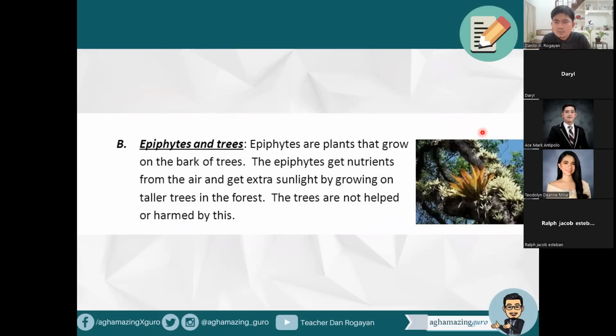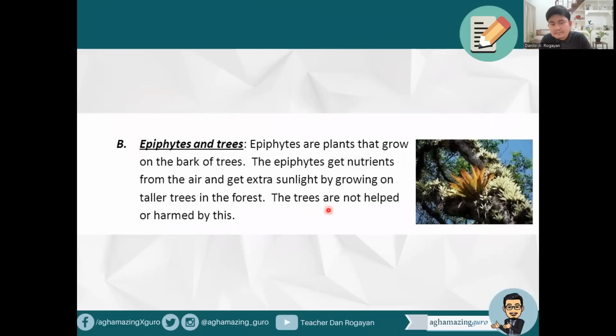Okay, so epiphytes and trees, tulad nito, di ba? Are plants that grow on the bark of trees. Now, the epiphytes get nutrients from the air and get extra sunlight by growing on taller trees in the forest. So the trees are not helped or harmed by this. That's why commensalism is also considered a positive-zero relationship. Because positive, benefiting, the other organism is unharmed.